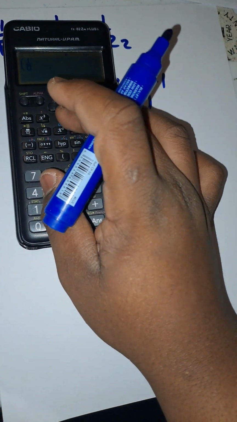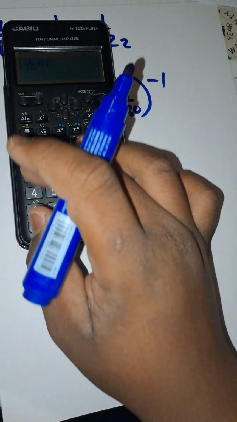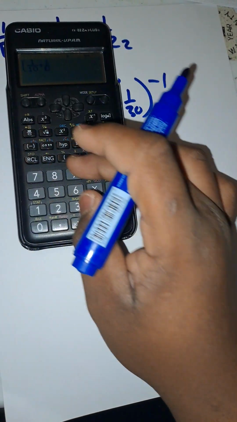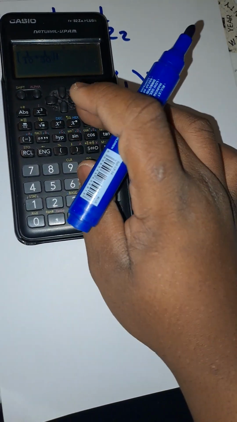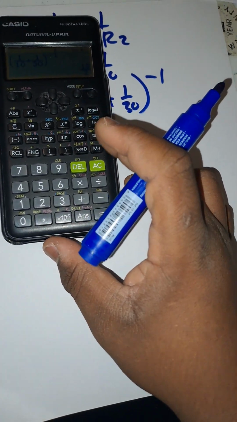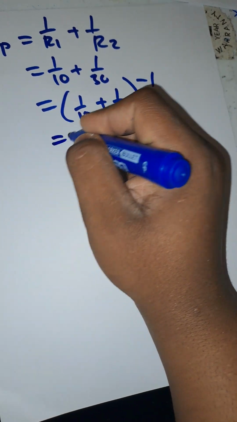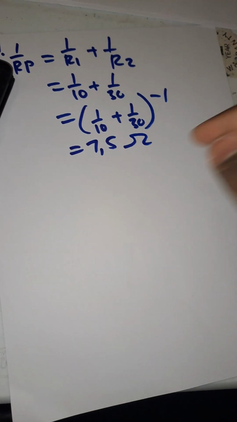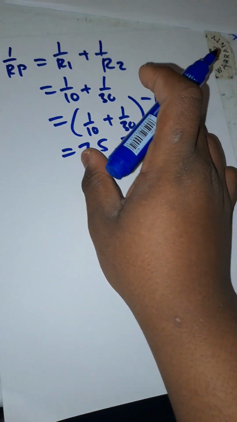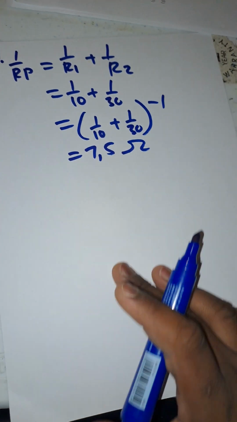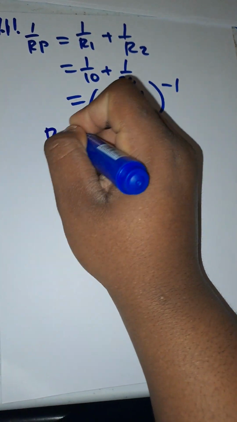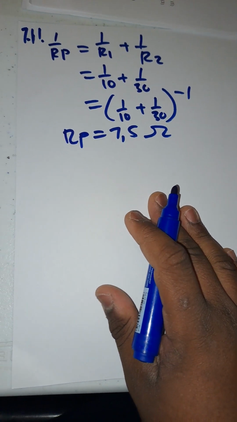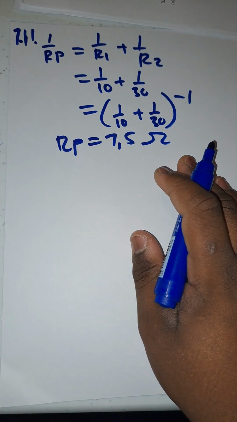So it will be 1 over 10 plus 1 over 30. What am I getting? 15 over 2, which is the same as 7.5 ohms. This one helps you get the answer straight to the point, because if you did it the other way, you're gonna get 5 over 12, whereby you'll have to reciprocate it. Okay, now I have the resistor in parallel, right?